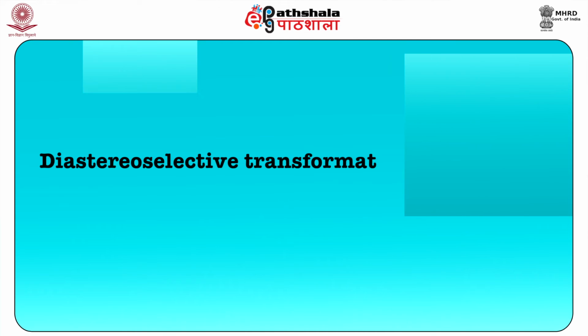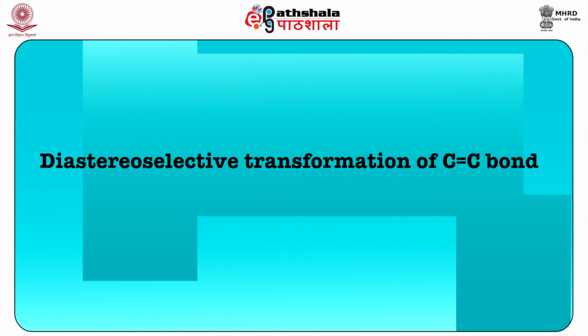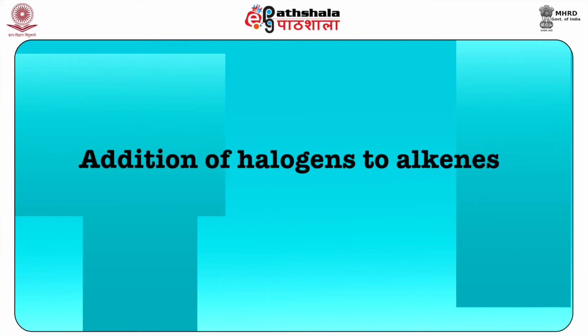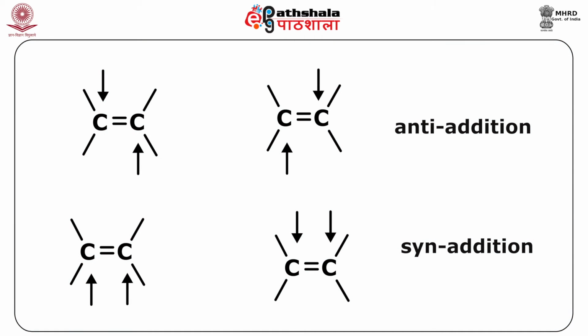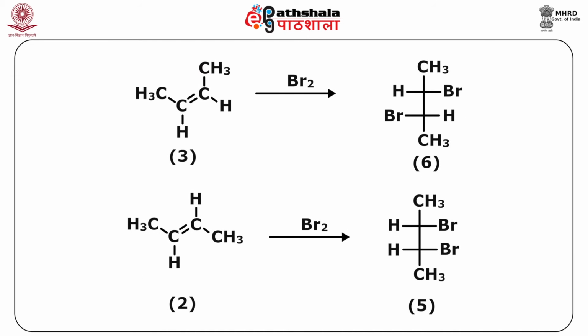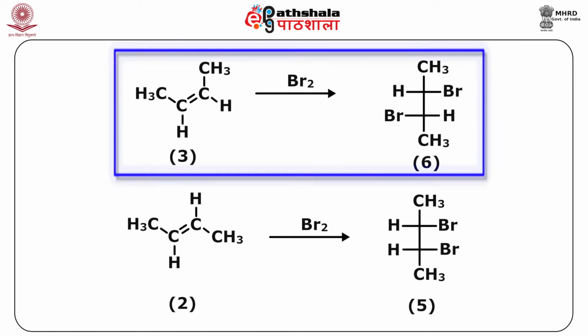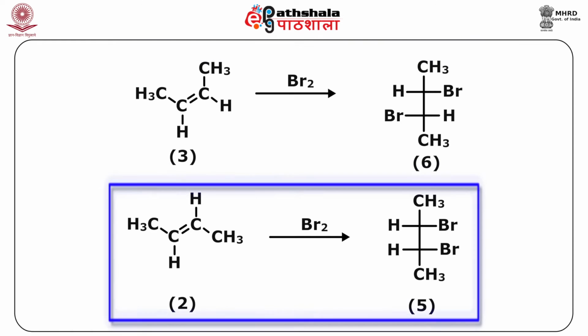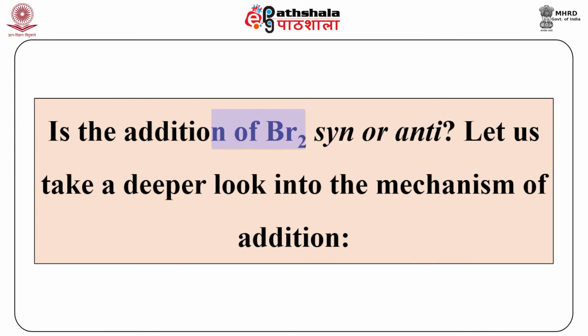The diastereoselective formation of carbon-carbon double bond. Addition of halogen to alkenes. The fact that the addition of halogens to alkenes is both stereoselective and stereospecific gives additional information about the stereochemistry of the addition and the mechanism for the reaction. The bromination of cis-2-butene gives RR and SS 2,3-dibromobutane, while the bromination of trans-2-butene gives meso-2,3-dibromobutane. Is the addition of bromine syn or anti?